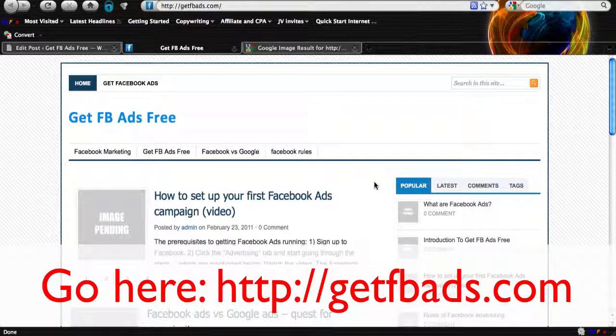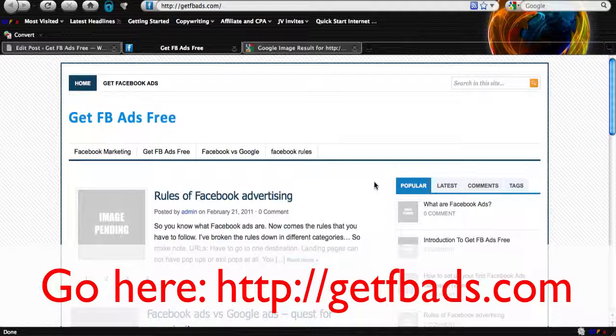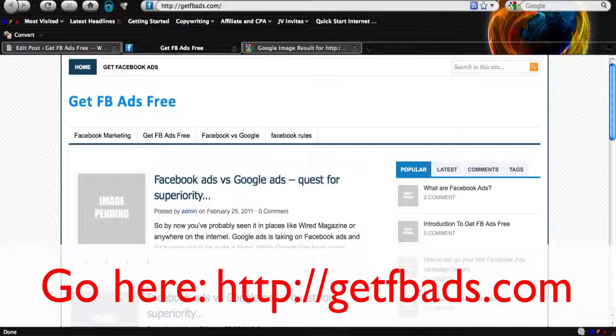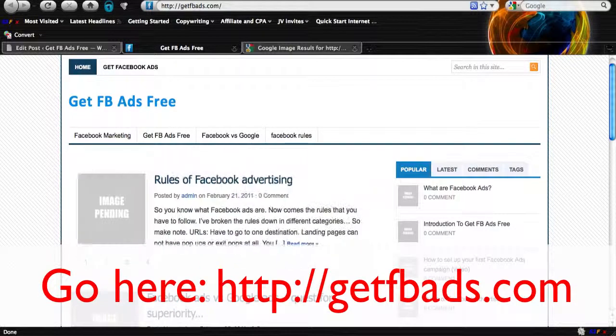Okay, so guys, you've probably been brought here because of my video or post, Facebook ads versus Google ads, a quest for superiority. Now, pretty much there is one really big difference between the two. Well, there's more than one really, but the big difference is that Google is a search engine and thus has more power, and Facebook is a social network, which is pretty awesome.